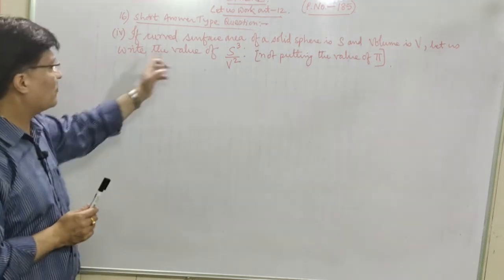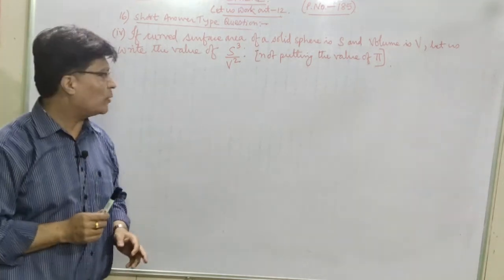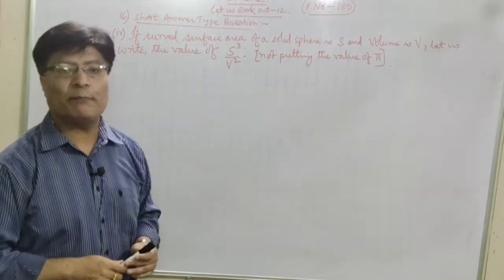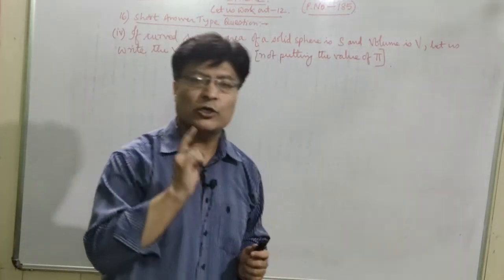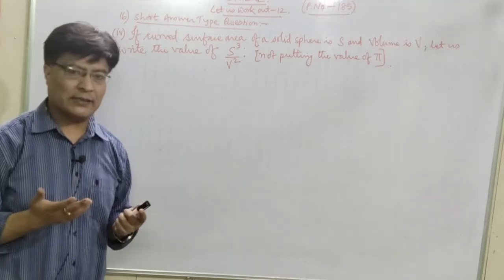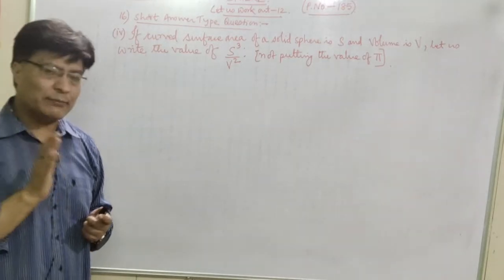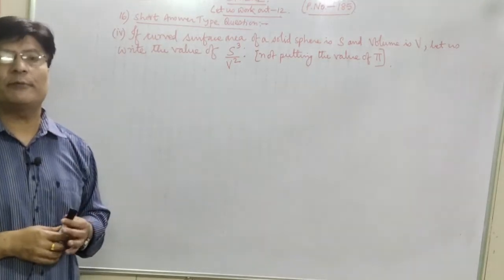So let us write down the value of S cube divided by V square, not putting the value of pi. So in this case you don't have to put the value for pi. I mean, you don't need the value of pi. That means you have to get the answer in terms of pi.